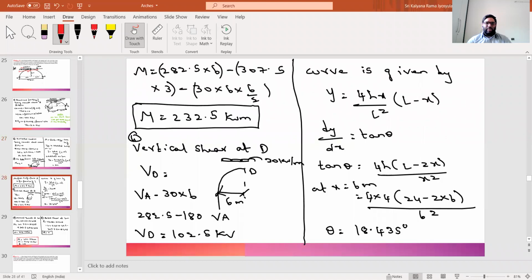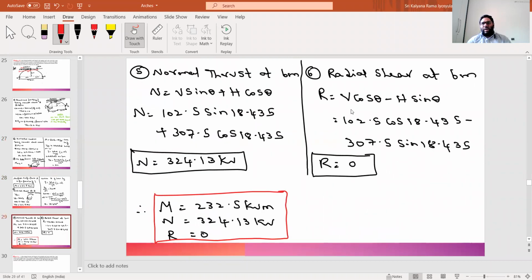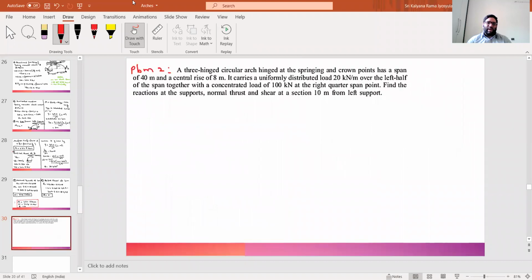Once we got the moment, we calculated the vertical shear. After getting the vertical shear, we calculated the radial shear and normal thrust separately, using the derivations which we have already done in the previous sessions. In today's class, we will mostly follow a similar methodology, except for the equation. Now we need to choose the equation of a circle instead of the equation of a parabola.